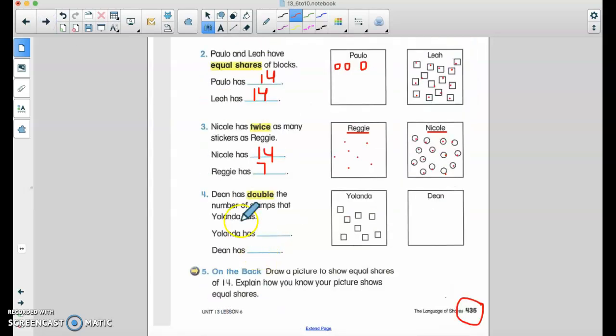So same with the bottom one here. Dean has double the amount of stamps that Yolanda has. So double would mean, she has 1, 2, 3, 4, 5, 6, 7, 8. Yolanda has 8. Well, he has twice as many. So he has a group of 8, but he has 2 groups of 8. So hopefully you know 8 plus 8 is 16. I'm going to have you put an X on that. You don't have to do number 5.